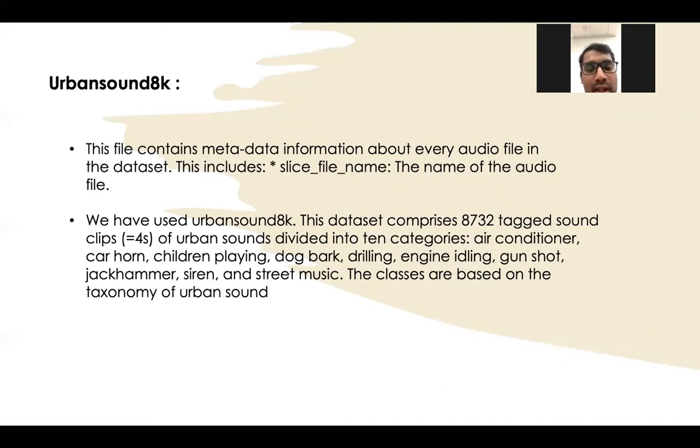UrbanSound8K consists of 8732 tagged sounds. The source file includes the slice file name, and the sounds are divided into 10 categories: air conditioner, car horn, children playing, dog barking, drilling, engine idling, gunshot, jackhammer, siren, and street music. These are based on the taxonomy of urban sound.